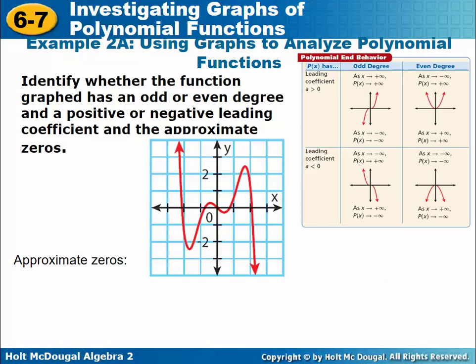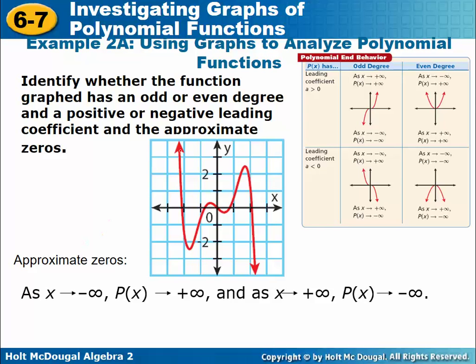All right, the next thing we're going to talk about is when you look at a graph. And as well as doing the positive or negative leading coefficient and what is its end behavior, we're also going to talk about what are its approximate zeros, which we can just look at the graph and find where it is crossing the x-axis.